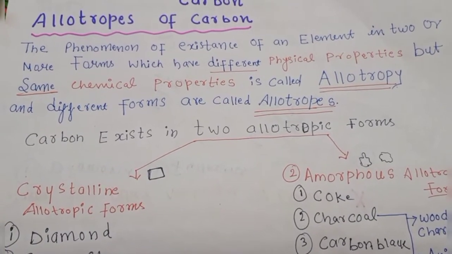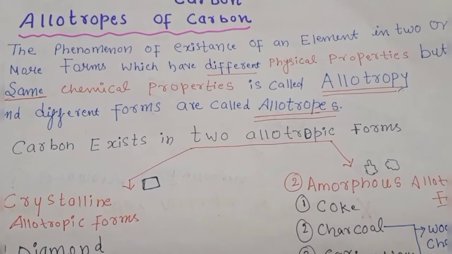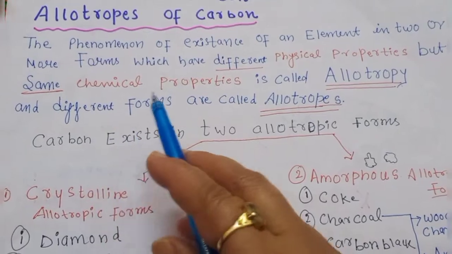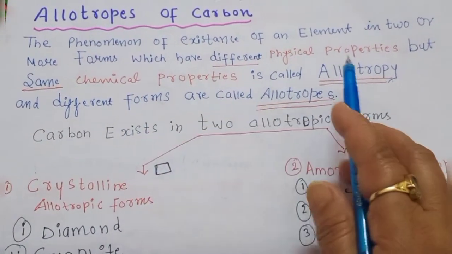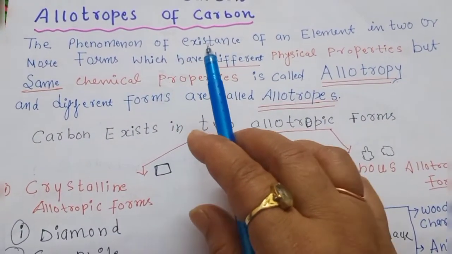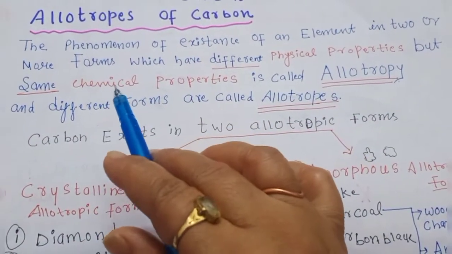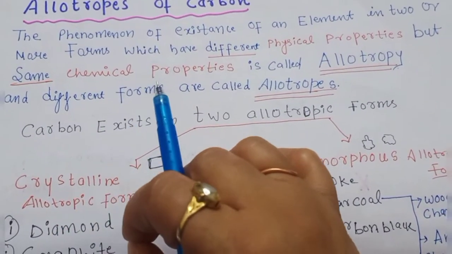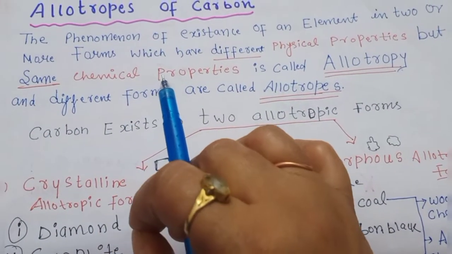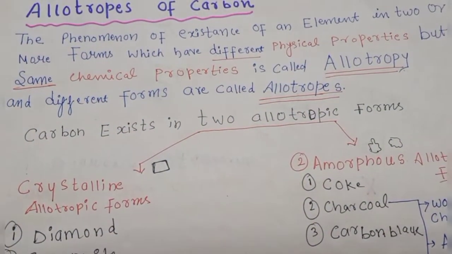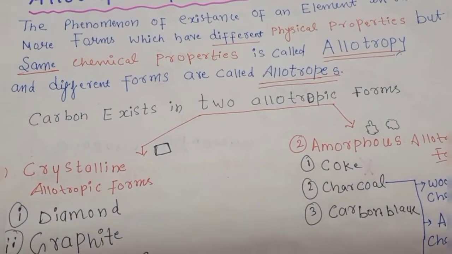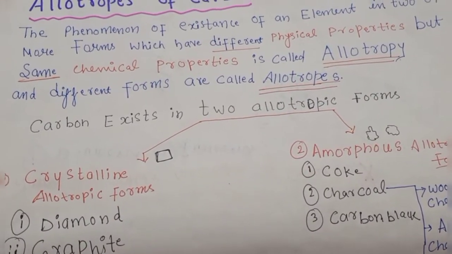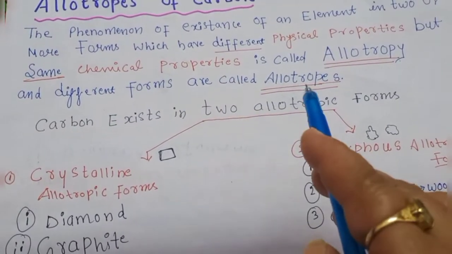Students, the phenomenon of existence of an element in 2 or more forms which have different physical properties but the same chemical properties is called allotropy. They have different physical properties but the same chemical properties. Why are the chemical properties the same? Because their constitution is the same, but physically they can be different. Some can be amorphous, others can be of crystalline nature. These different forms are termed allotropes.